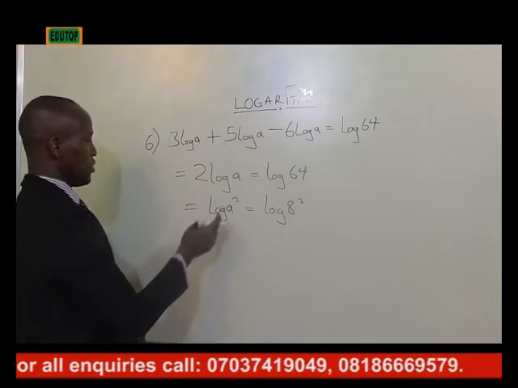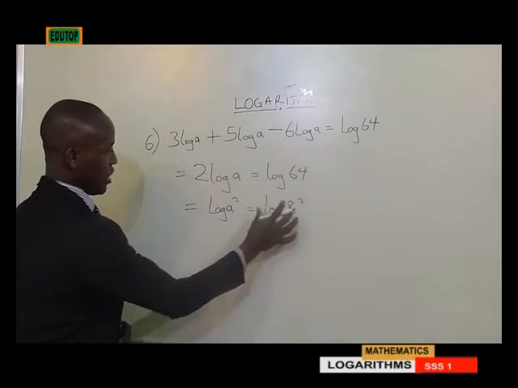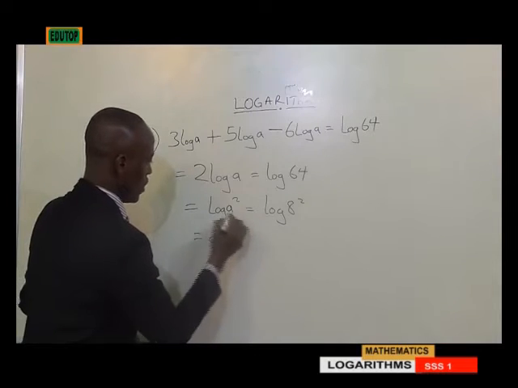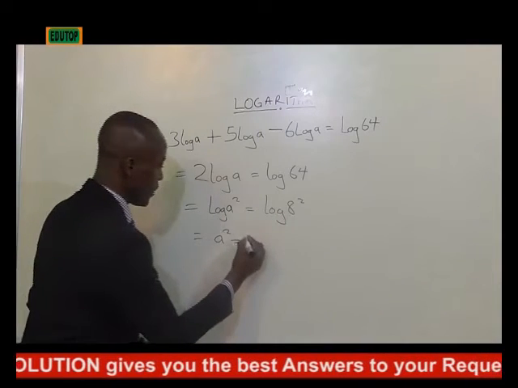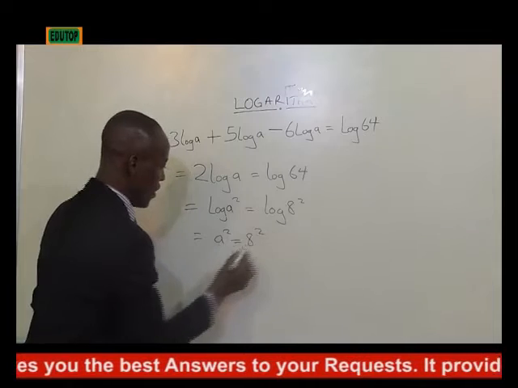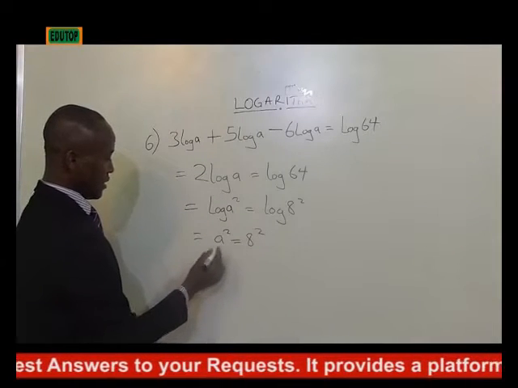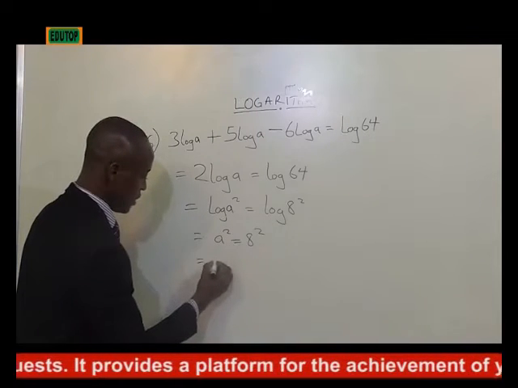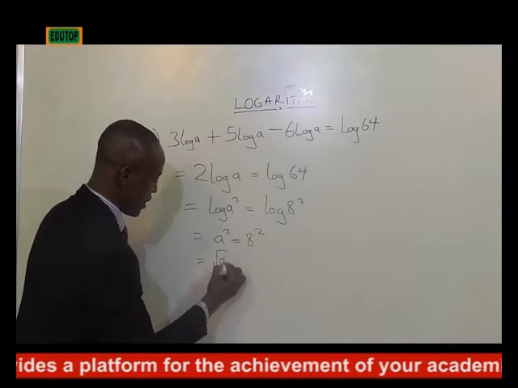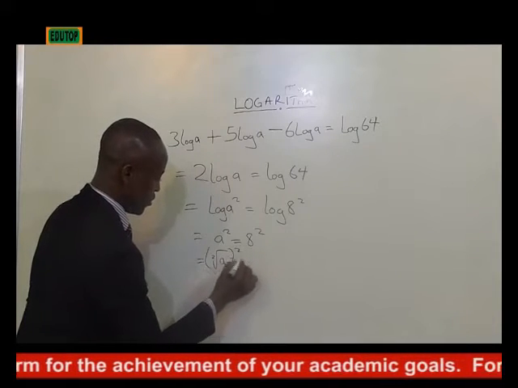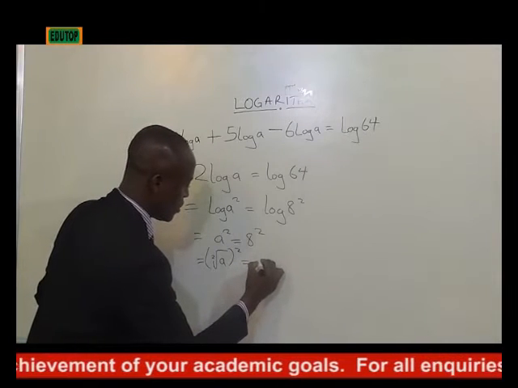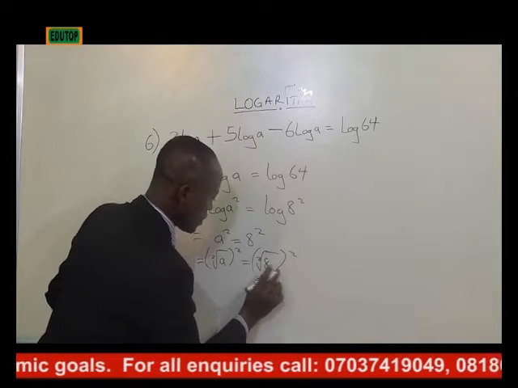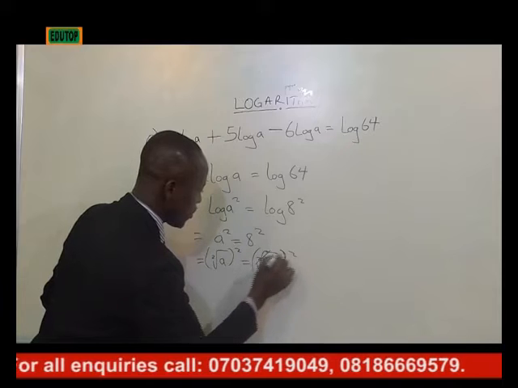Now, we can just bring out our values. That is, we can just neglect this log term. So A squared is equal to 8 squared. From this expression, if we find the square root of this and this, what will be left is, let's find the square root. A squared is equal to the square root of 8 squared. This square root will cancel this.